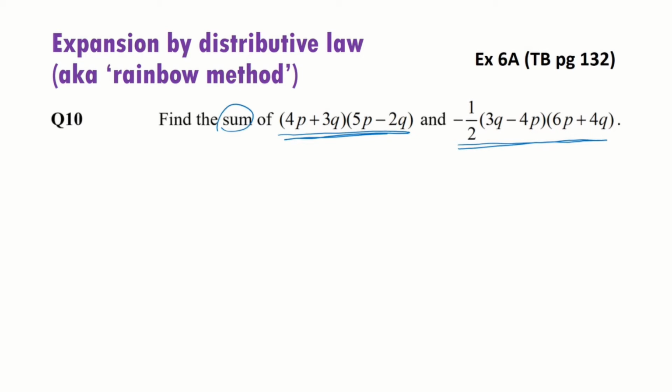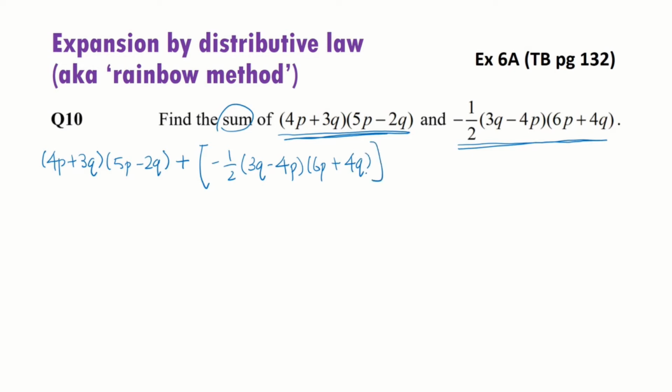But actually, to simplify the process, we can combine everything together. That is by having 4p plus 3q times 5p minus 2q plus, the entire thing of negative half times 3q minus 4p times 6p plus 4q. Then after that we do our rainbow method. For the very first section here, we have 4p times 5p, that will give me 20p squared. 4p times minus 2q, I will get minus 8pq.